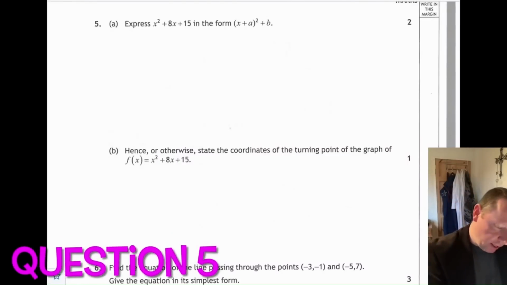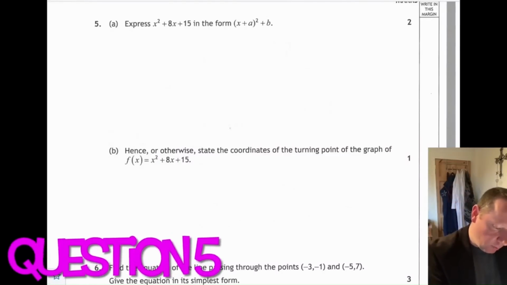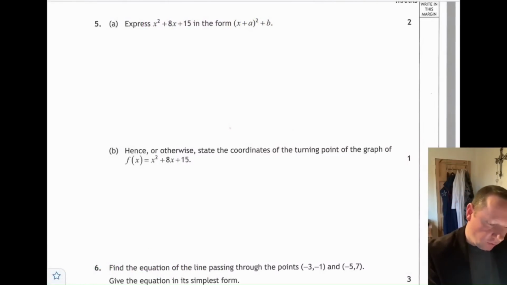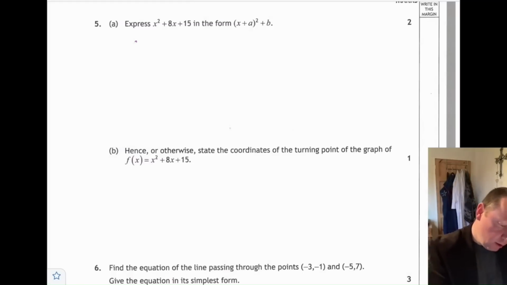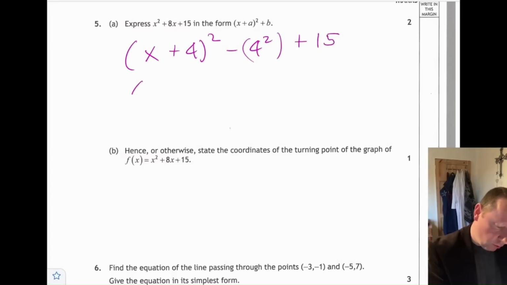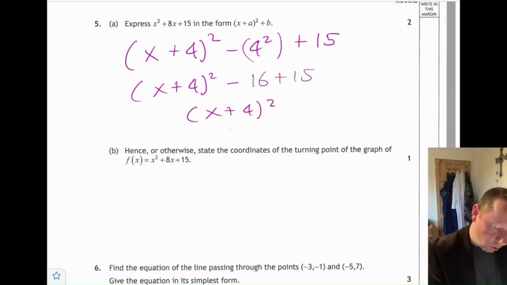Question 5 says express x squared plus ax plus 15 in the form x plus a squared plus b. This is called completing the square. A half the middle number, immediately take it away. I've still got plus 15 in the end, so I've got x plus 4 squared minus 16 plus 15. So I've got x plus 4 all squared minus 16, add 15 is minus 1.